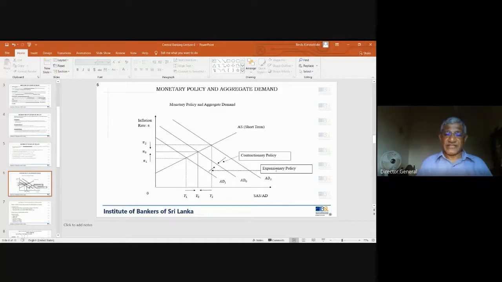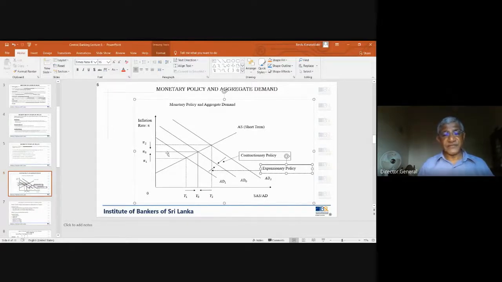How does the central bank do it? Still, we did not discuss how the central bank does it. We are simply showing. If the central bank can influence the aggregate demand to push it down, that is consumption to go down, investment to go down, the aggregate demand curve will shift to the left. Here, if the central bank can influence consumption to go up and investment to go up, the aggregate demand curve will shift to the right like that.